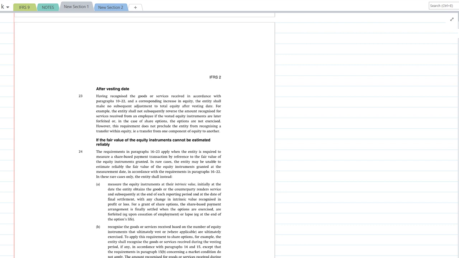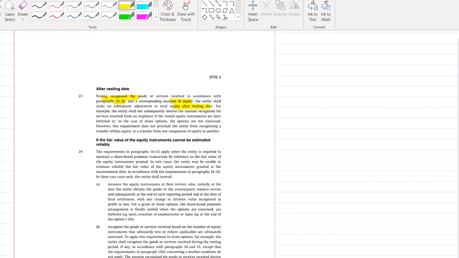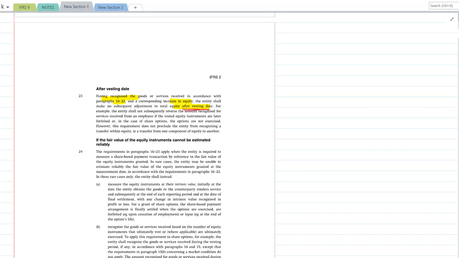So here is paragraph 23. Paragraph 23 says, having recognized the goods or services in accordance with paragraphs 10 to 22, remember 10 to 22 equity, and then we go to cash settled, right? A corresponding increase in equity, the entity shall make no adjustment to the total equity after the vesting period. So it means once you get to the vesting period, no more entries.